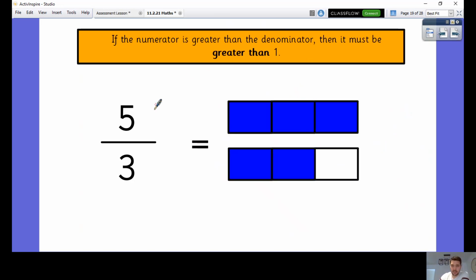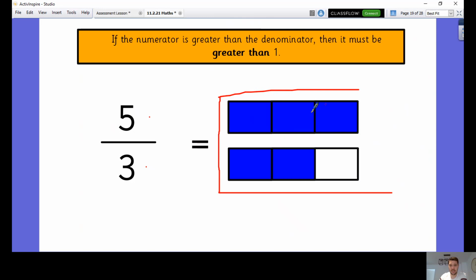But if the numerator is greater, so more than the denominator, we know that 5 is greater than 3, then we know that it must be greater than 1. Because here I have 1, 2, 3, 4, 5, 5 over 3. Or as a mixed number, I have 1 whole and 2/3.